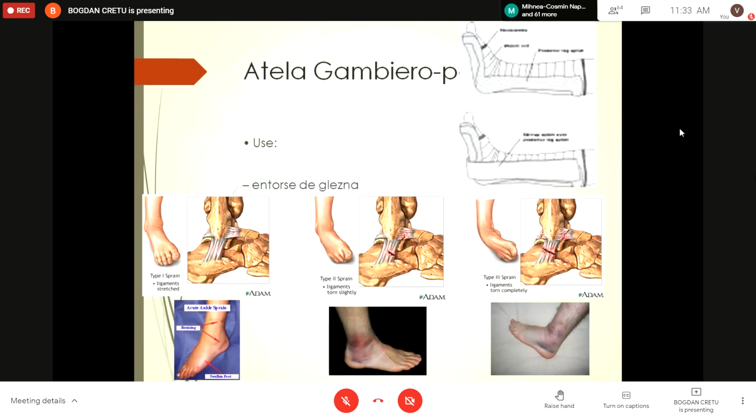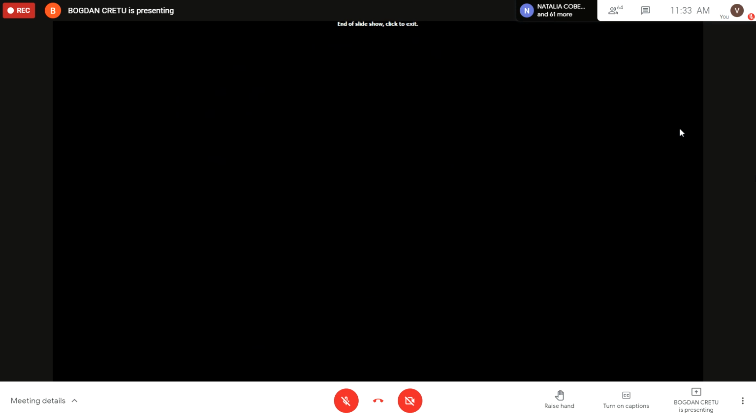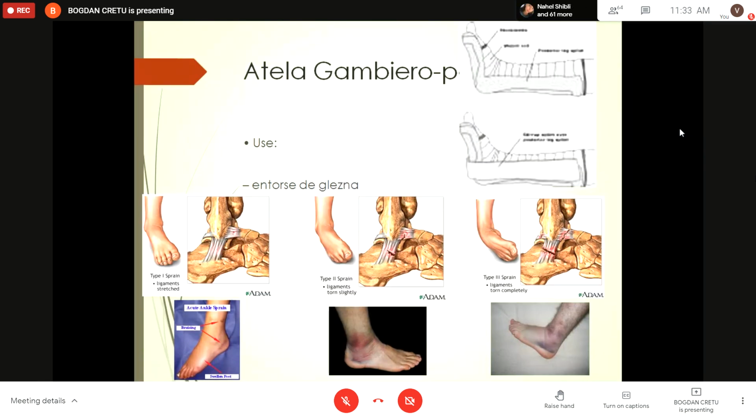The gambieropodal splint is used especially in ankle sprains where the ankle is too swollen to use a cast, and then we use a splint and replace it at 7 to 10 days with a cast for definitive treatment of the sprain. So that would be all. Do you have any questions?